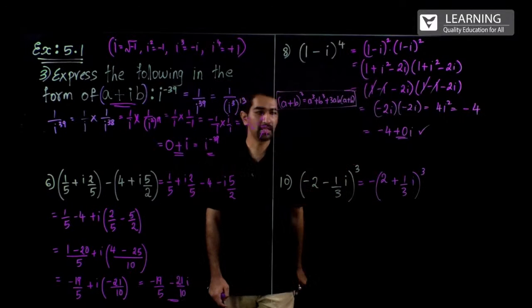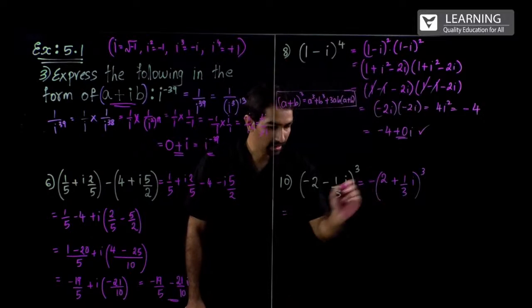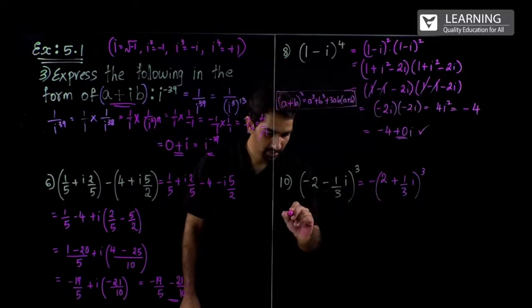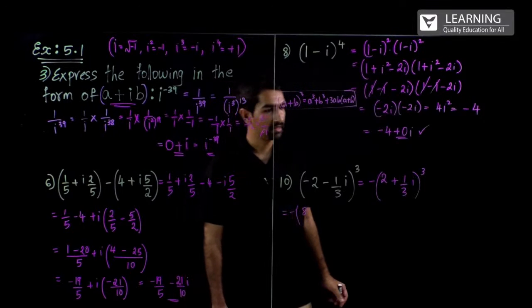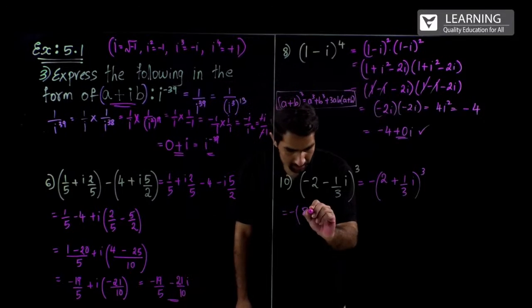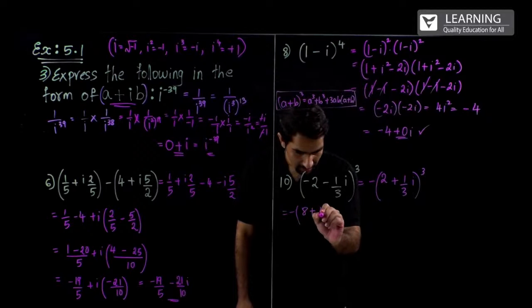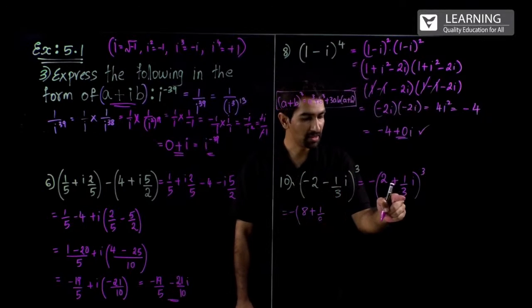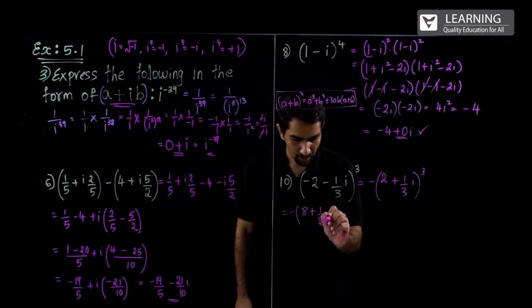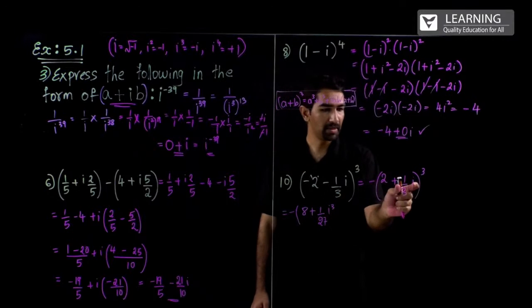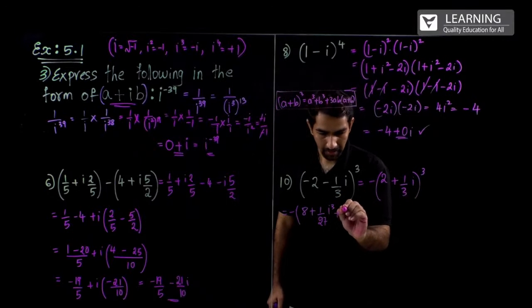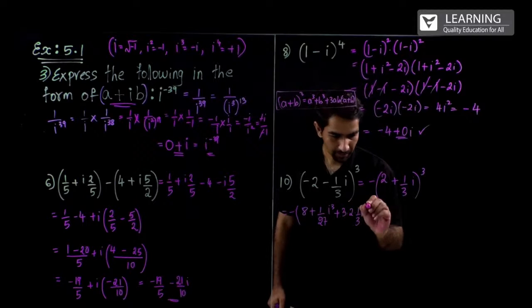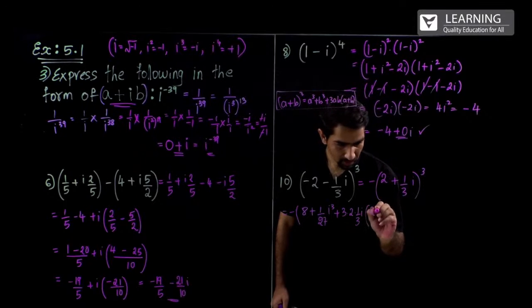Expand that in a similar manner, what will we get? A cube, minus we'll write outside. A cube is nothing but 8, correct? Plus b cube, that is nothing but 1 by 3 cube, right? So 3 cube is nothing but 27, 1 by 27 into i cube, plus 3ab, that is 3 times 2 into 1 by 3 into i, of a plus b. So that is nothing but 2 plus 1 by 3i.